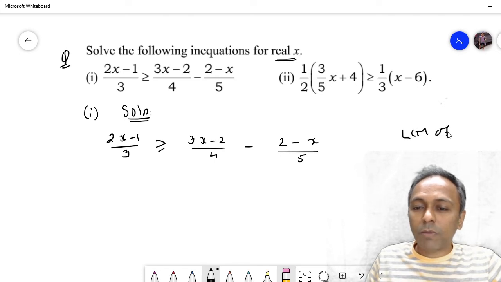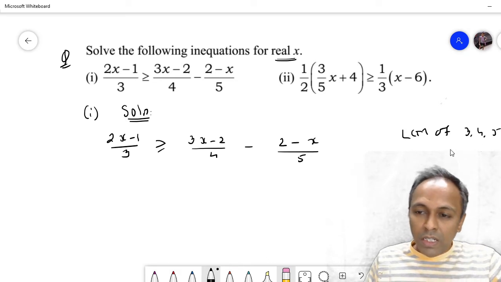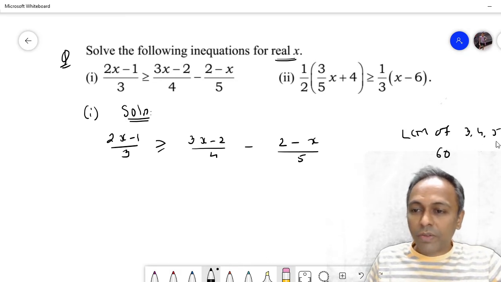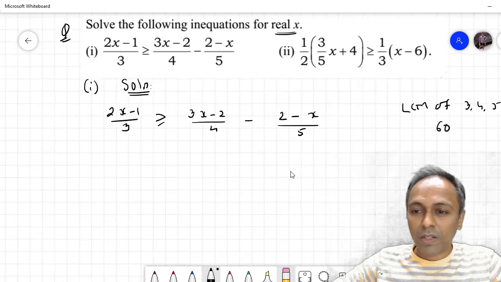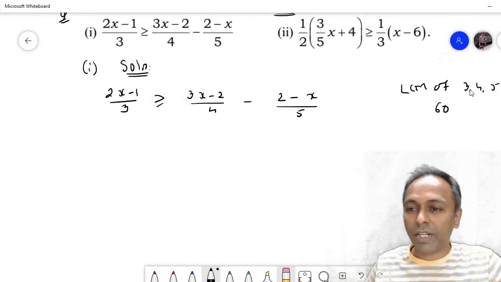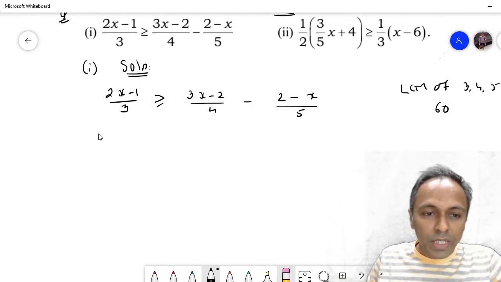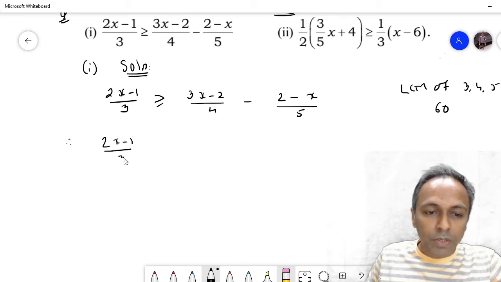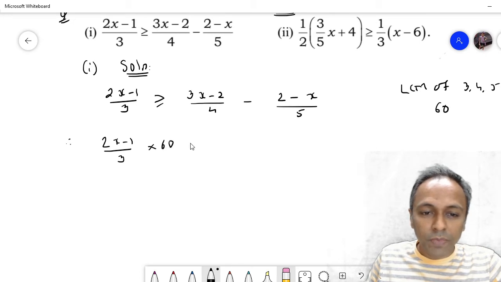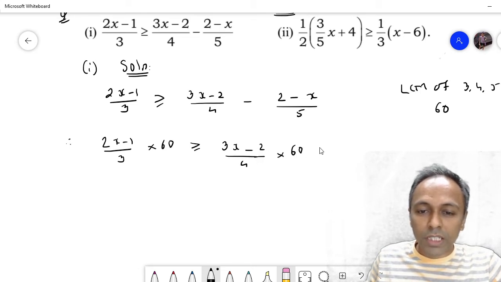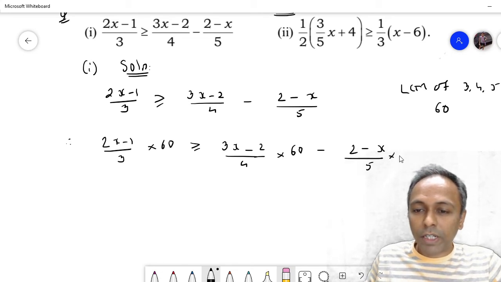So we know LCM of 3, 4 and 5 is how much? It will be 60. 3 into 4 into 5. As there are no common factors in them, directly 3 into 4 into 5. So we can multiply throughout by 60. So we can write 2x minus 1 upon 3 into 60 is greater than equal to 3x minus 2 upon 4 into 60 minus 2 minus x upon 5 into 60.